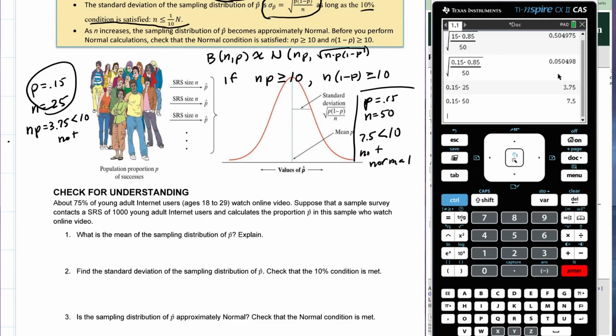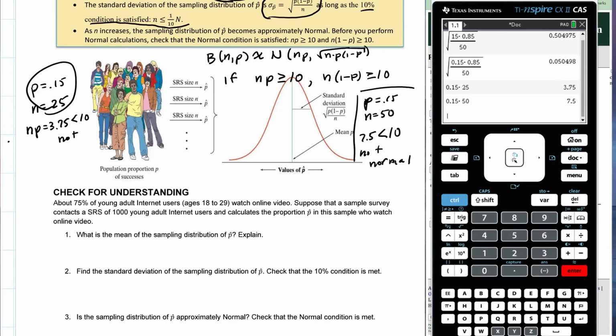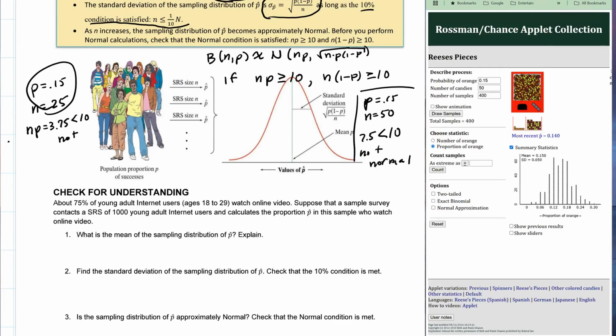Let's go back and look at that one more time. I think it's still up in our applet. Yep, this is the 50 with 1.5. Do we see a little bit of skewness there? Maybe just a little bit, yeah. So maybe that's what they're saying: we didn't get at least 10 successes, or we didn't expect 10 successes. Therefore, we're going to get a little bit of skewness there.